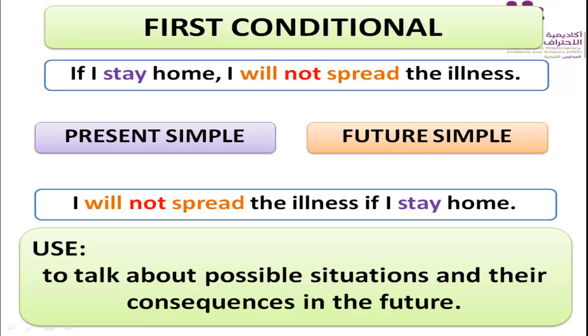The structure of the first conditional is as follows in this example. If I stay home, I will not spread the illness. And as you can see, in the first part of this sentence, the tense that is used is the present simple, while in the second part, in I will not spread the illness, it's the future simple.